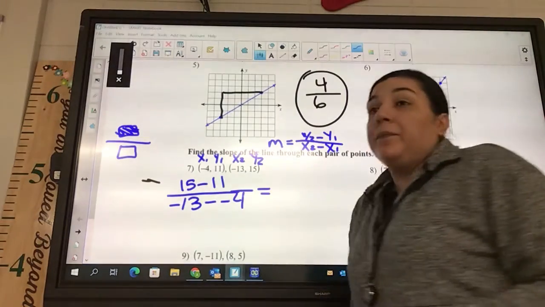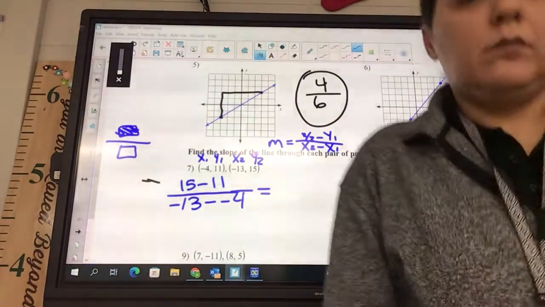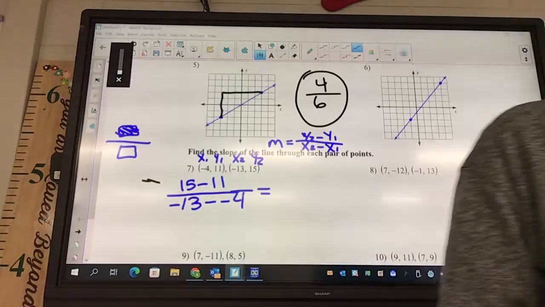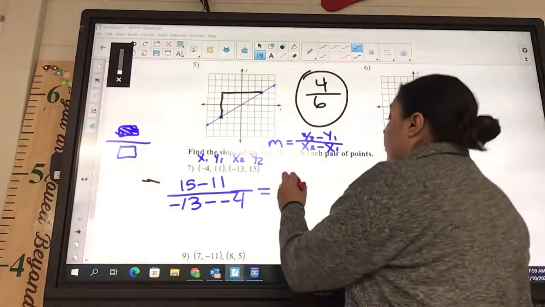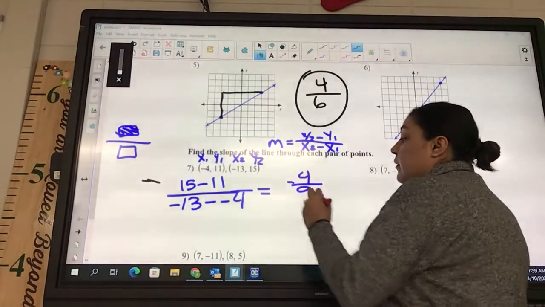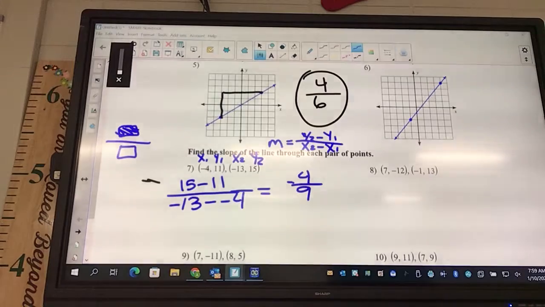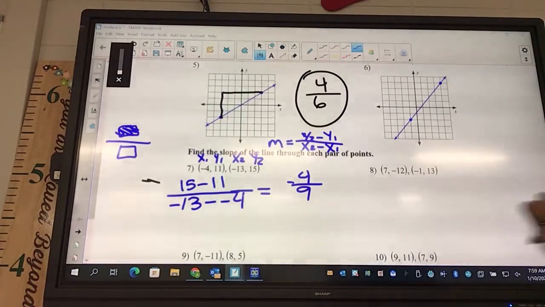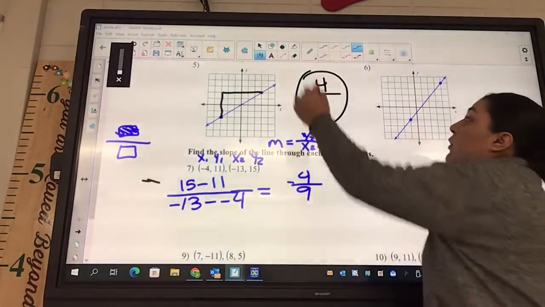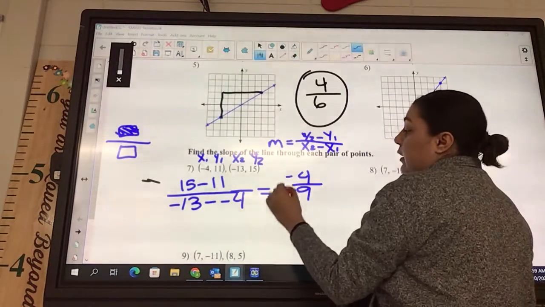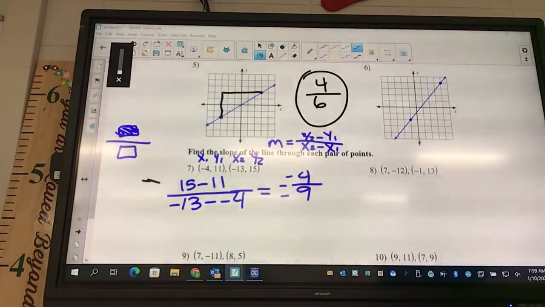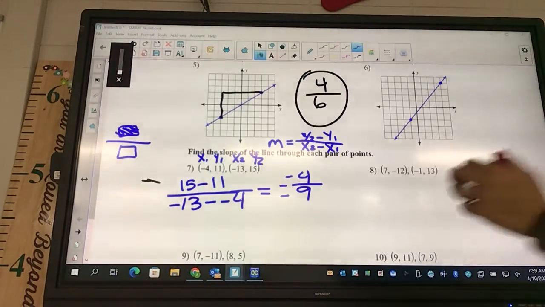Okay, what'd you guys get? Negative 4 over 9? Somebody agree? I got 4 negative 9? Oh, so it doesn't matter if you put a negative here, here, or here. Okay, as long as you only put 1. They're all the same.